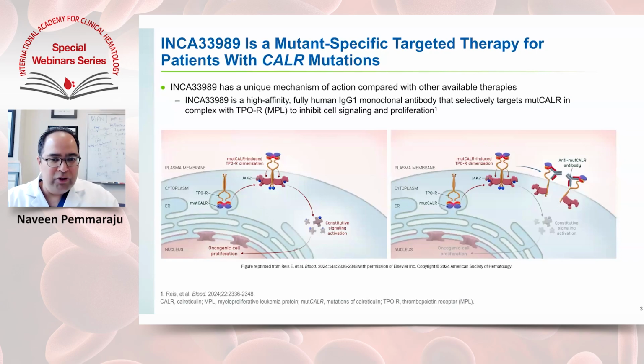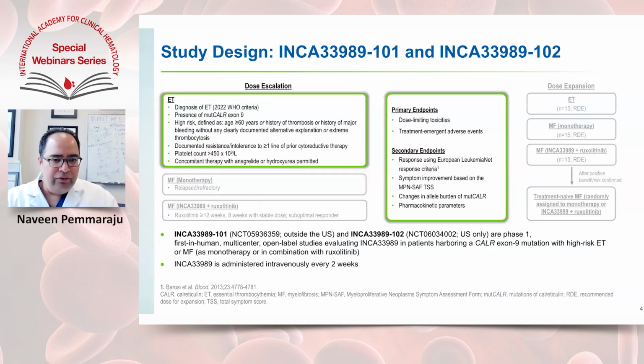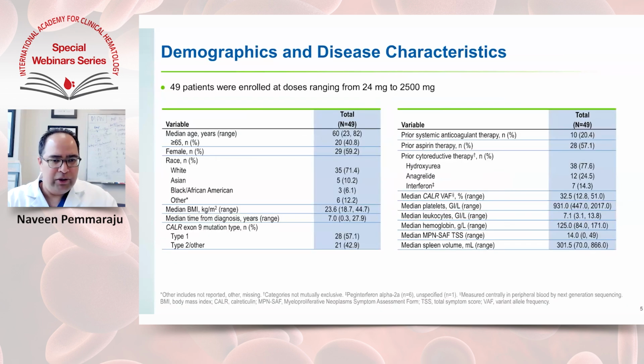So briefly, it's a mutant-specific monoclonal antibody with Incyte, has a unique mechanism of action. Again, you have to be able to have a surface molecule that can be targeted. That's the case here. And if you look at the study overall, this had both European and US sites, ET and MF. Here we're focusing only on ET.